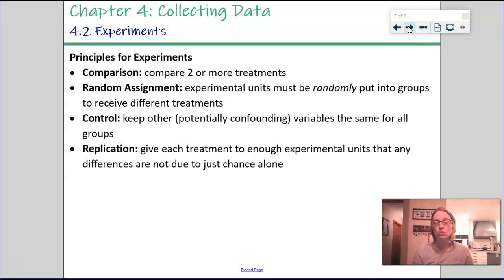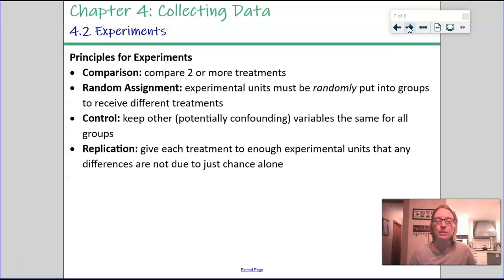Third, we want to control. Random assignment is part of how we do that, but we want to, as much as possible, minimize any other potentially confounding variables and keep them the same for all groups. So in the caffeine example, we had people measure their pulse rates for 1 minute at the beginning, 1 minute at the end. We kept them in the same room together. We would want to serve the soda in the exact same cups together, right? So keeping as many other variables the same throughout our experiment.